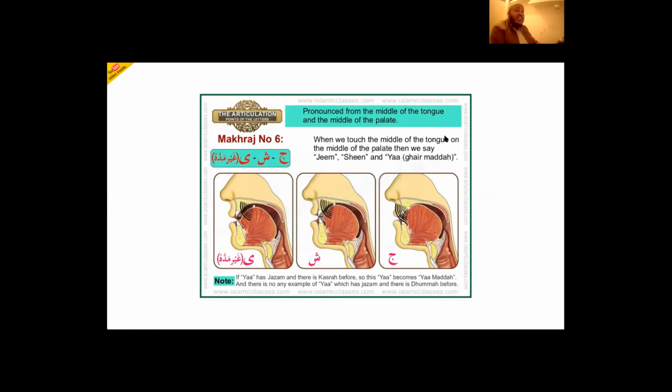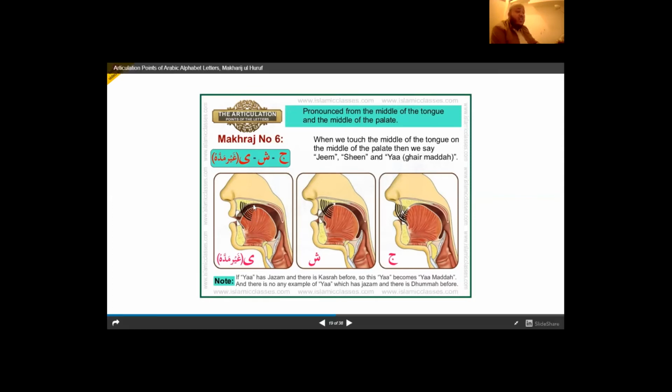Ya. Your tongue is not touching. As you can see here in this picture, your tongue is not touching the top layer. Ya, ya, ya. With sheen, it is touching. It's touching the top layer of the mouth inside, the palate.